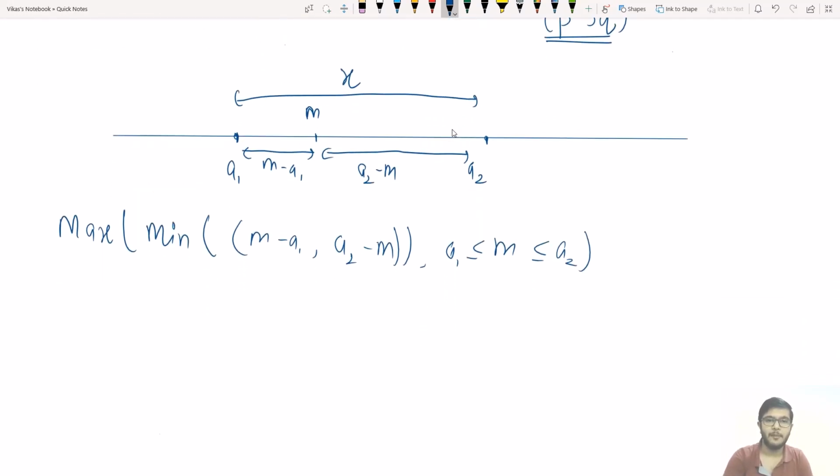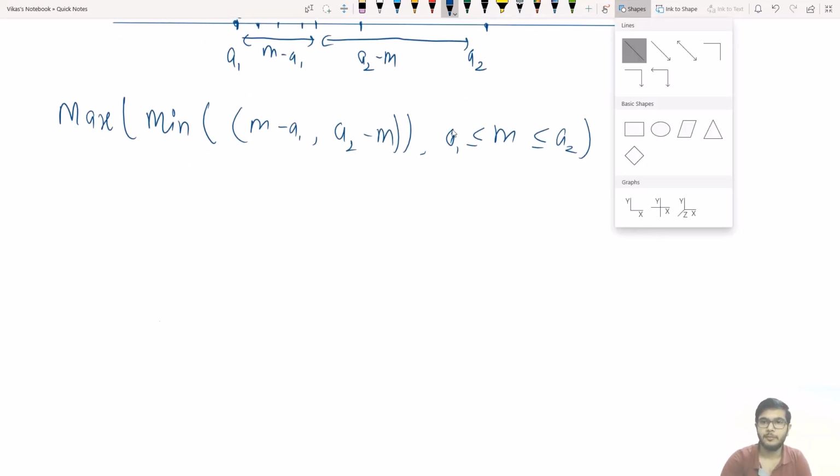So let's say if my m is at a1, my distance is 0, my minimum is 0. If my m is here, my minimum is this one, and it is greater than the previous one, so it is maximized. If my m is here, my minimum is greater than the previous minimum, so it is increased again. So my minimum is increasing till a point, and afterwards it gets decreased. So let's see what that means.